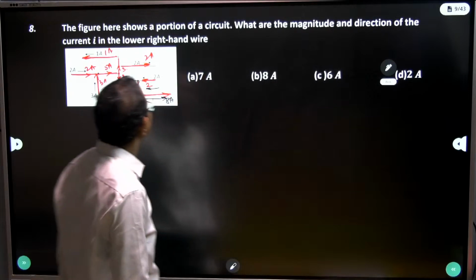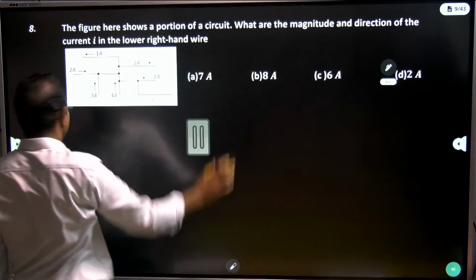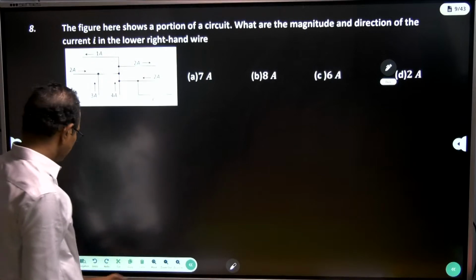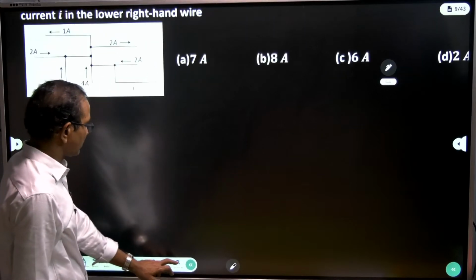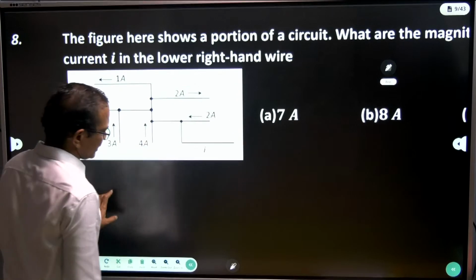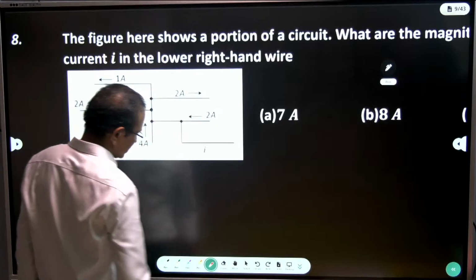Sir, can you repeat how do you determine the resistance? There is no need of determining any resistance at all. Only the current. Just ordinary algebra. I will explain, don't worry.